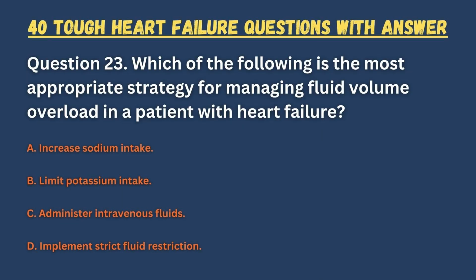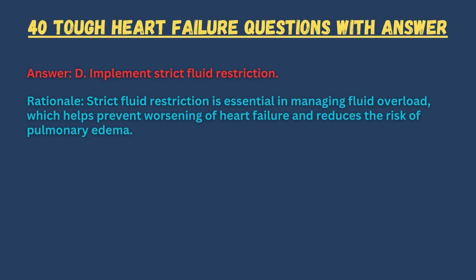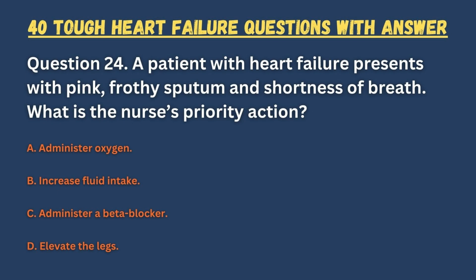Question 23. Which of the following is the most appropriate strategy for managing fluid volume overload in a patient with heart failure? A. Increase sodium intake. B. Limit potassium intake. C. Administer intravenous fluids. D. Implement strict fluid restriction. Answer: D. Implement strict fluid restriction. Rationale: strict fluid restriction is essential in managing fluid overload, which helps prevent worsening of heart failure and reduces the risk of pulmonary edema.